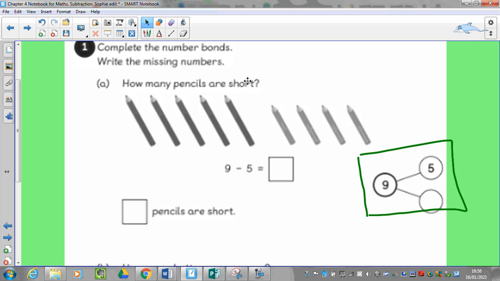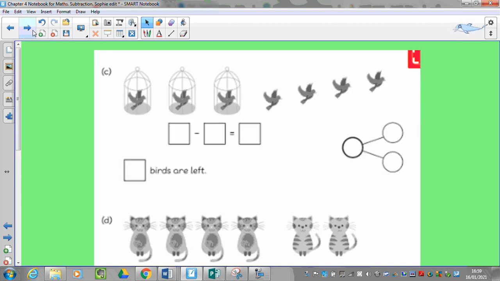So how many of the pencils are short? Fill in your part whole first, and the answer is whatever this part is, the answer that goes here. And the answer is the same here. So make sure that we are chanting back 9 take away 5 equals 4. 4 pencils are short.